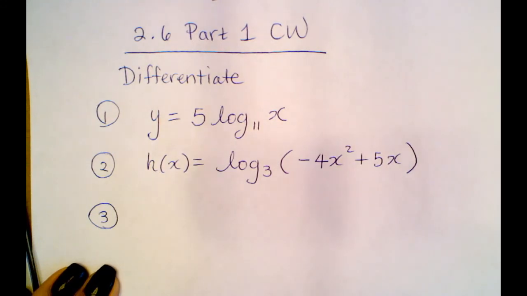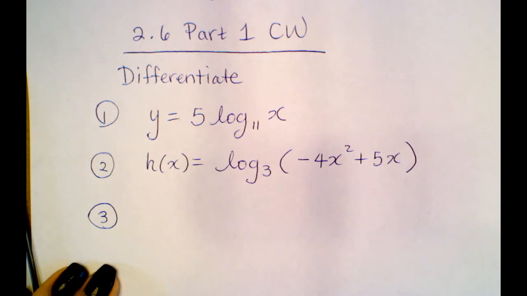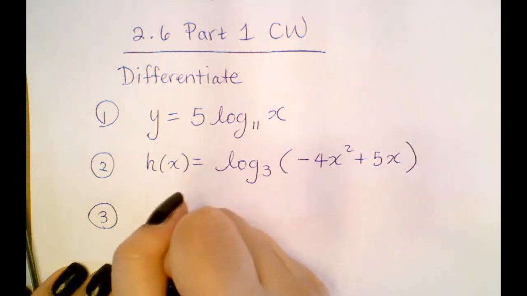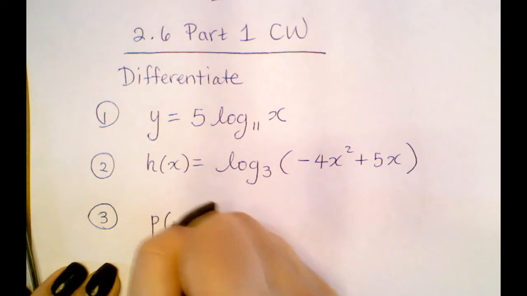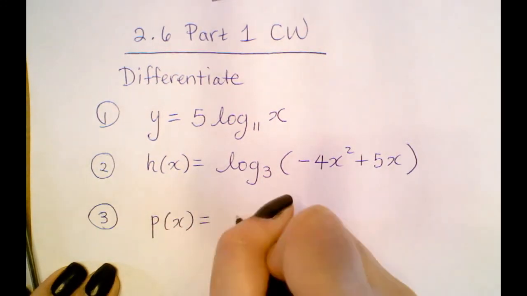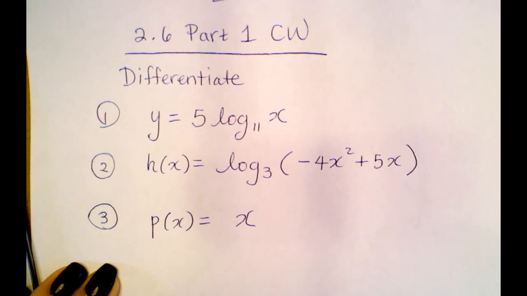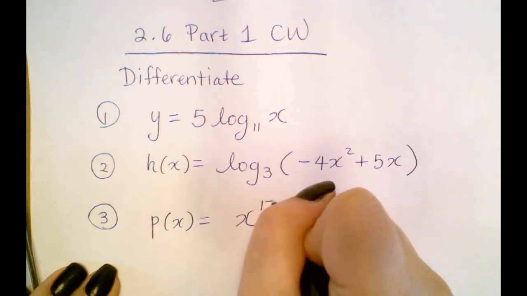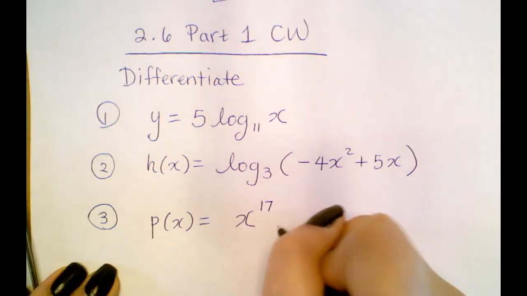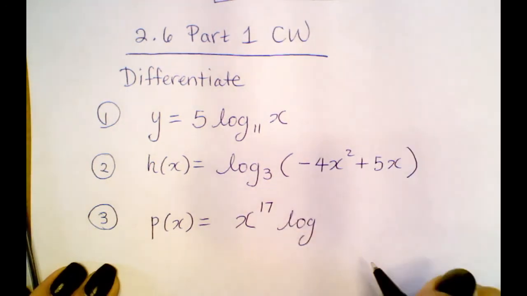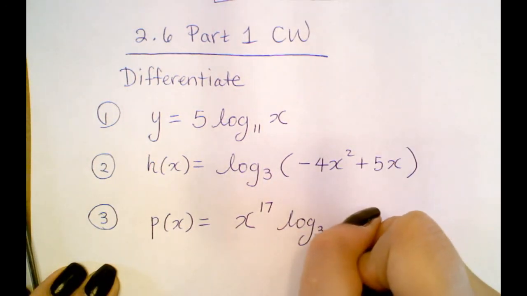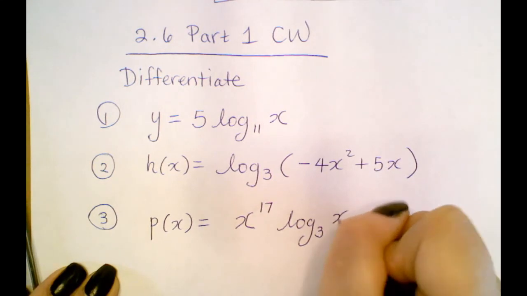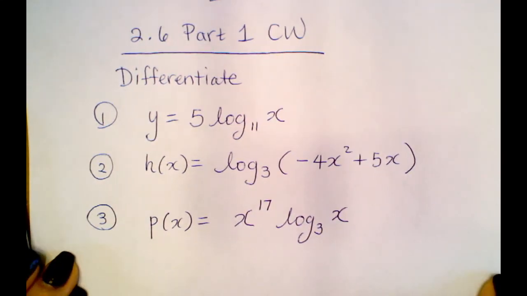Now, the last one, I want to make it similar to like example 9 that we just did. Okay, so try this one. p of x is equal to x to the 17th power times log base 3 of x. Okay, so these are 3 problems I want you to try for the first part of the 2.6 lesson.